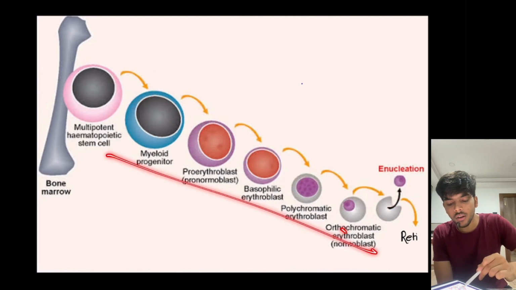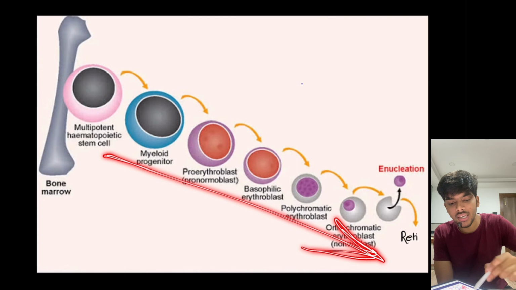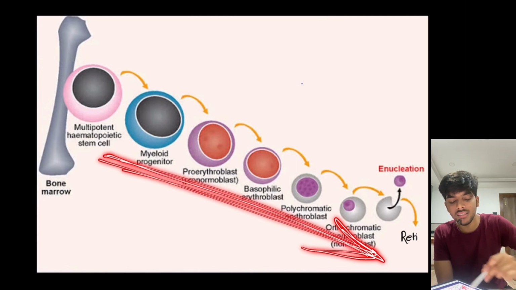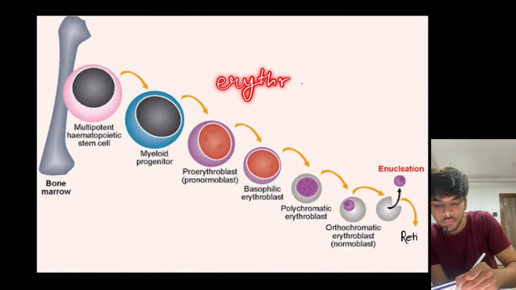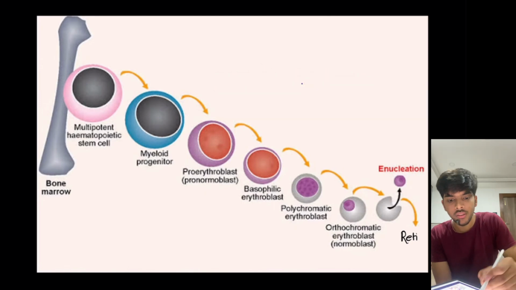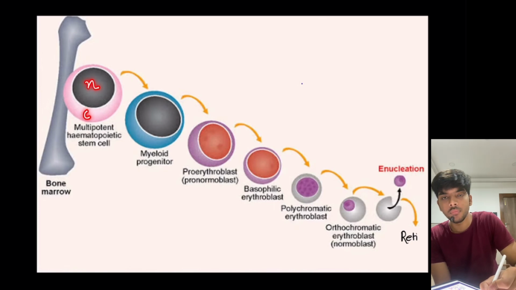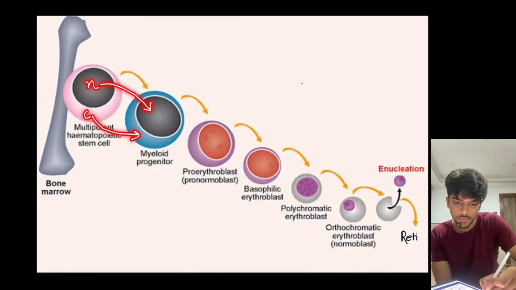This series of various morphologically changed cells, this series right here, is called the erythroid series. So as you can see in the erythroid series, there's your nucleus in the stem cell, and then there's your cytoplasm of the stem cell. As the nucleus matures, side by side, the cytoplasm also matures.